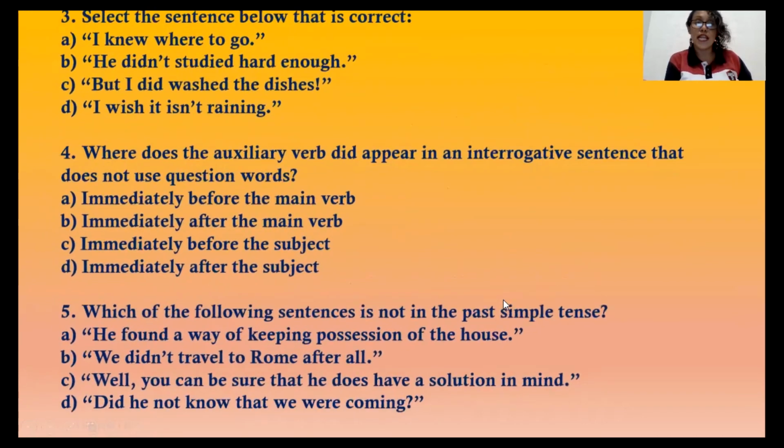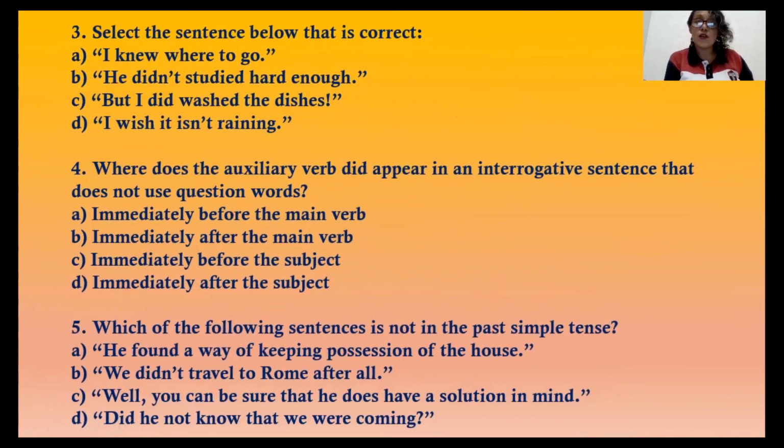Now, we continue with numbers 3, 4, and 5. Select the sentence below that is correct. Here we have: I knew where to go. He didn't study hard enough, but did watch the clips. I wish it isn't rainy. Okay, here we have the answer. I knew where to go, because it is the correct one, okay? The others are incorrect. Why? Because here we have two past forms and we cannot use two simple past forms, and wish is not a past form, okay?